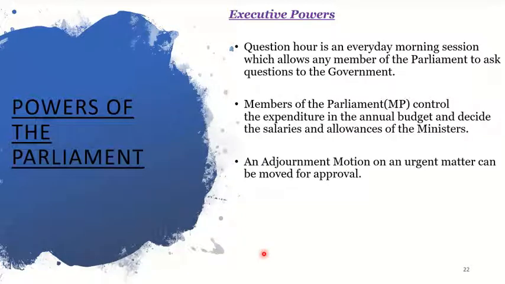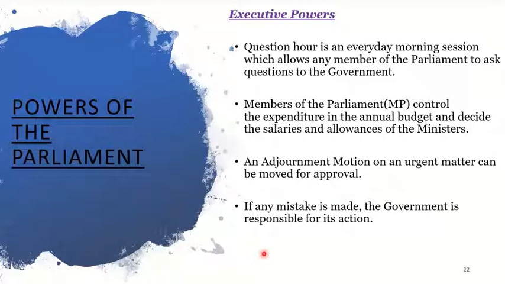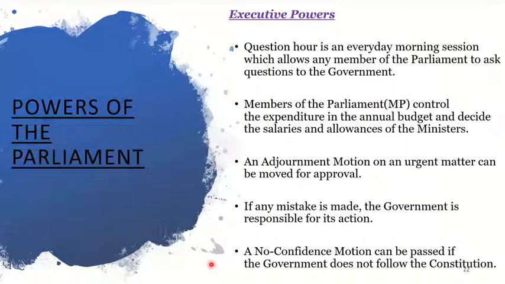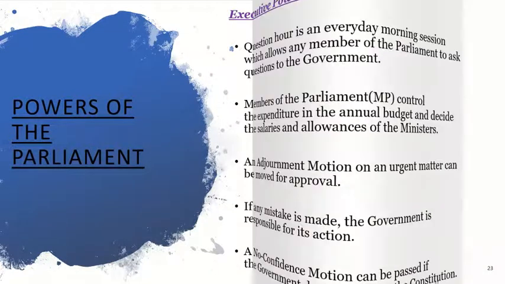An adjournment motion on an urgent matter can be moved for approval. If any mistake is made, the government is responsible for its action, and a no confidence motion can be passed if a government does not follow the constitution. Now, a no confidence motion is where the people living in the country have no more confidence left in the government. So that is when they pass this no confidence motion, where the government can be impeached.